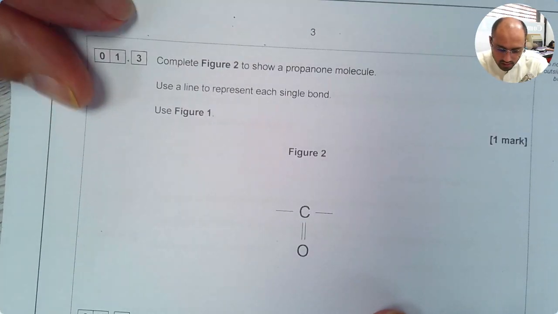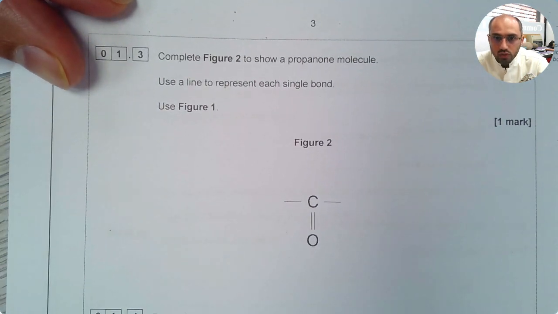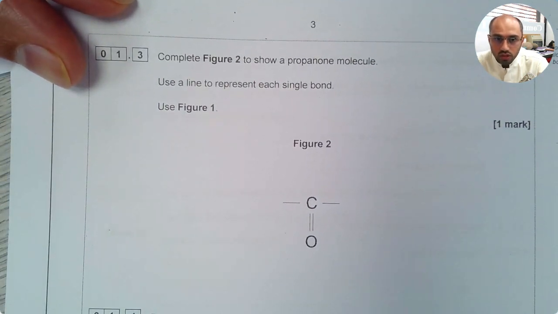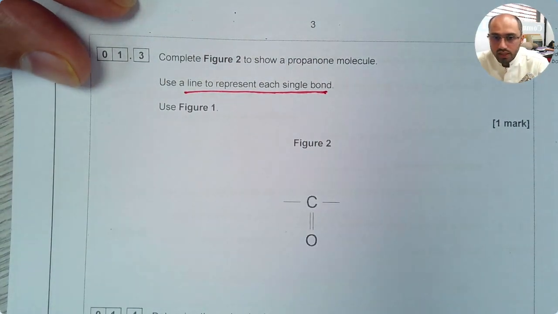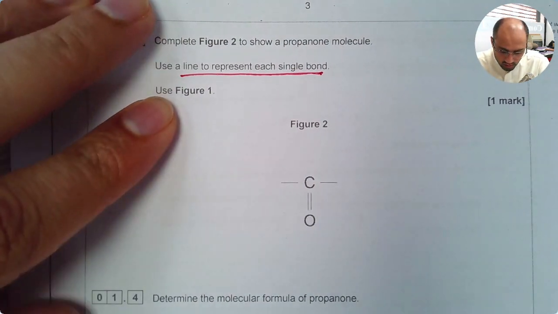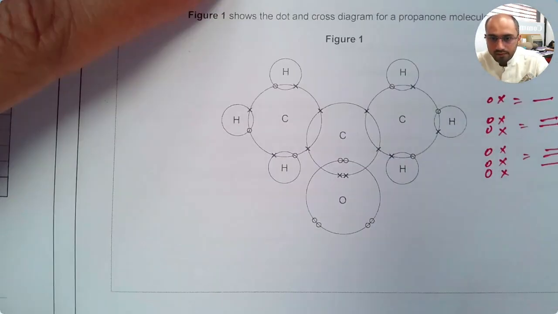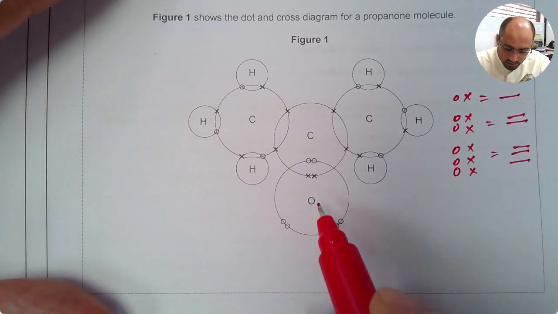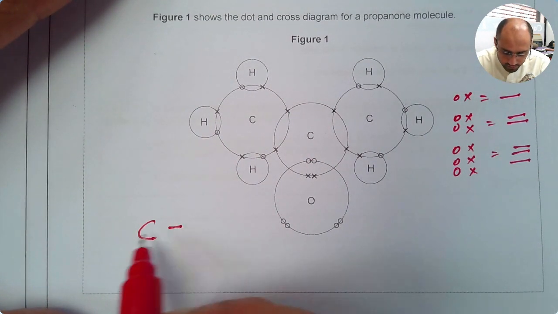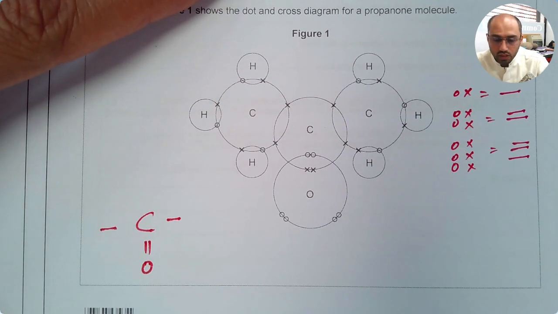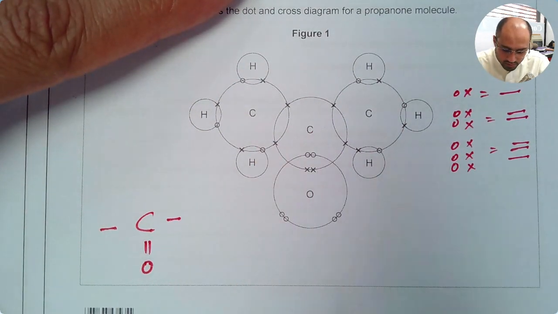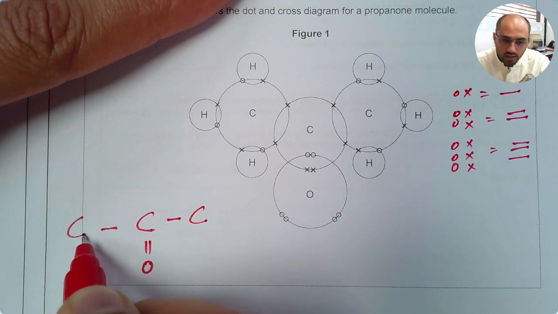It says complete figure 2 to show the propanone molecule. Use a line to represent each single bond. So for this molecule, I've been given a portion of this, and the given portion is this section. You have to complete this molecule. So I can see here there are 3 carbons. I have to put a carbon on the right and a carbon on the left.